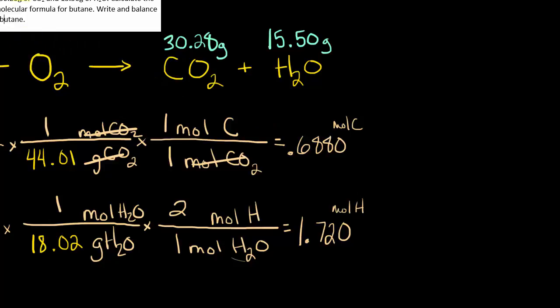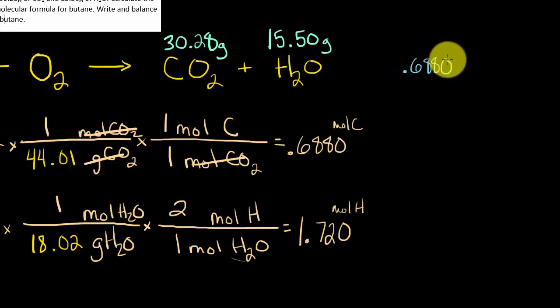And so what we have here is moles of carbon and moles of hydrogen. I'm going to choose a different color to finish working this out. So what we do here is this is a ratio. There are 0.6880 moles of carbon for every 1.720 moles of hydrogen. And if we were to write this ratio out, it would look like this.